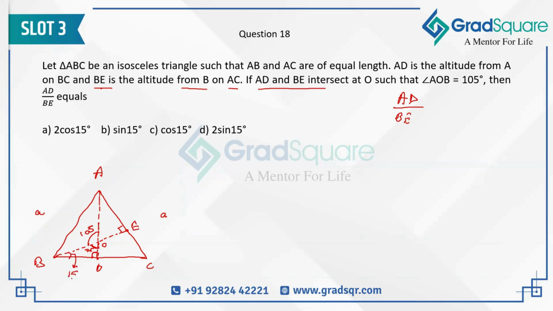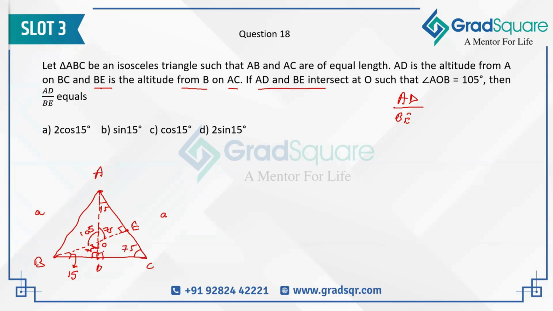So I'm trying to figure out all the possible angles that I can. If this is 15, this angle has to be 75 because BE is a straight line. This is 105, so this should be 75. So if this is 90, then this has to be equal to 15. Now, if you look at the triangle ADC, you will realize angle ADC is 90. This is 15. Then this angle has to be equal to 75.